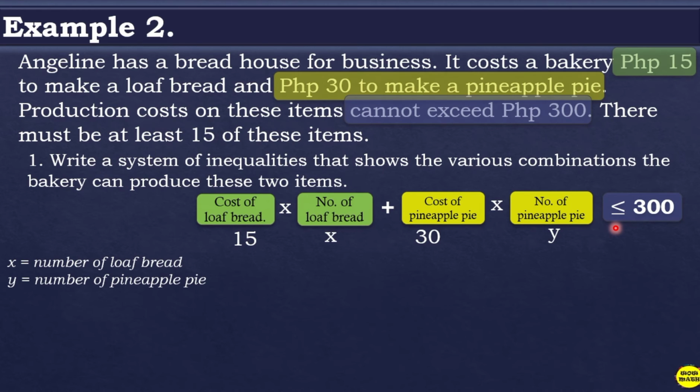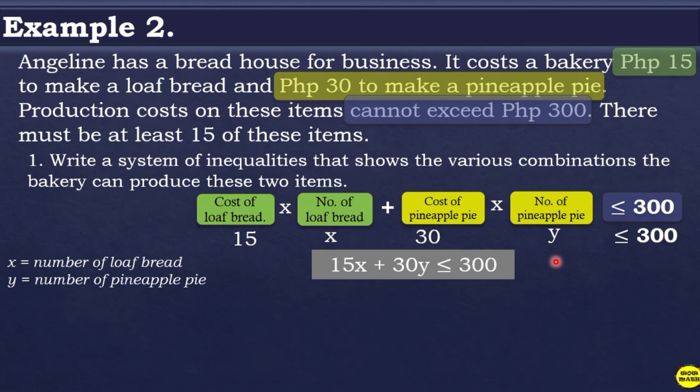So, cannot exceed means ang symbol natin o yung inequality natin should be less than or equal. Okay? So, less than or equal, ibig sabihin hindi lalampas. Hanggang dito lang po. Ito lang yung maximum niya. Ito po yung kanyang budget. Okay? So, that is less than or equal to 300. So, we can now form our first inequality. So, that is 15x plus 30y is less than or equal to 300.